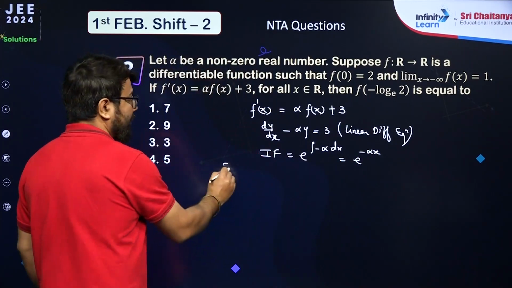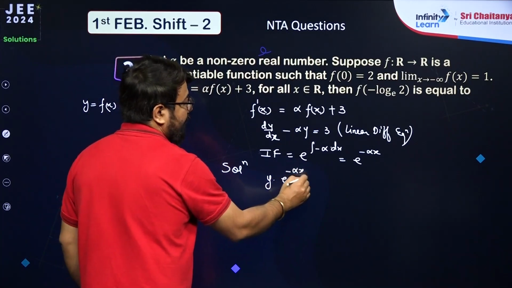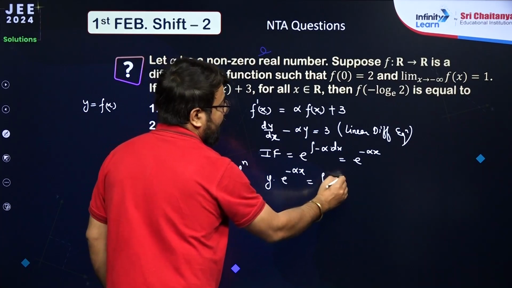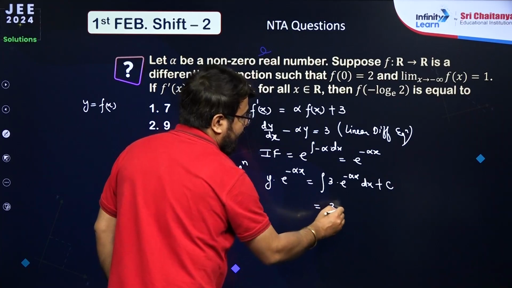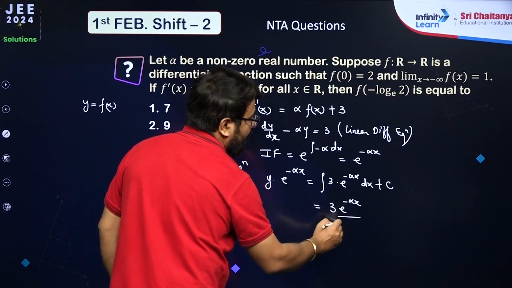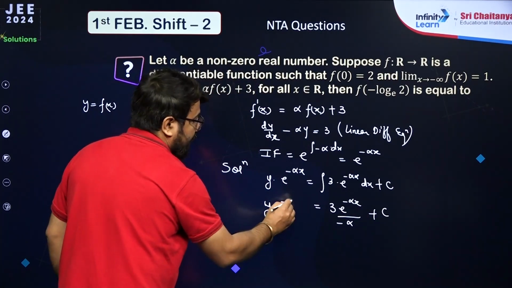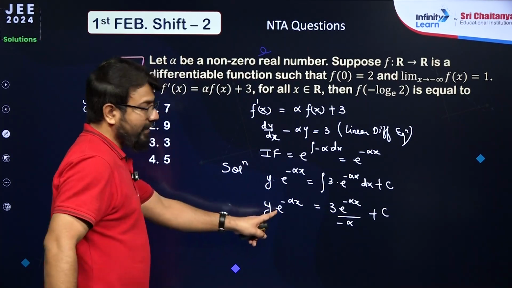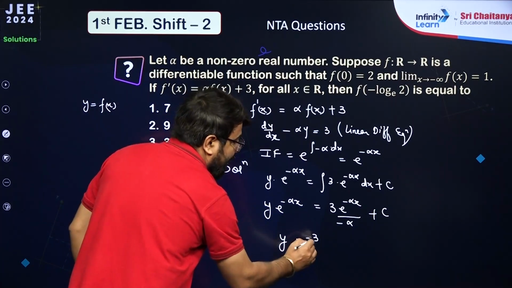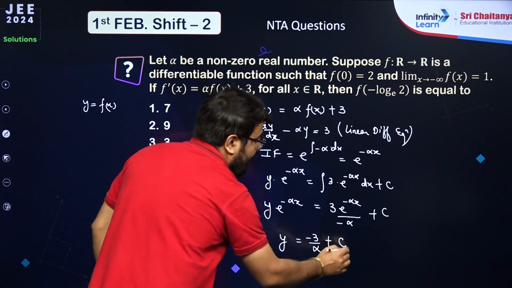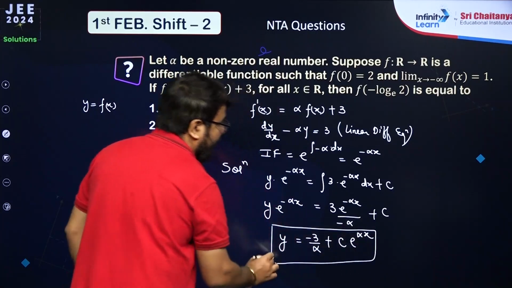Now finally the solution will be y into integrating factor is equals to integration of q into integrating factor and then plus c. So basically if I try to integrate this, it will be e raised to the power minus alpha x over minus alpha, and then we have got plus c. If I divide the whole expression by e raised to the power minus alpha x, that will become negative 3 over alpha, and here it will be c into e raised to the power alpha x. This is the value of y that we have obtained from here.